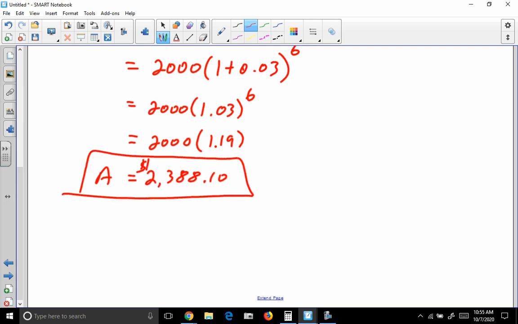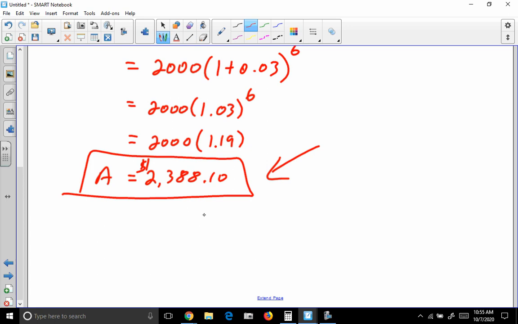So if you're thinking about it as an investment, if you invest $2,000 at 6% interest compounded semi-annually for 3 years, this is the value of your investment after those 3 years. If you think about it as taking out a loan, this is the amount that you would have to pay back.